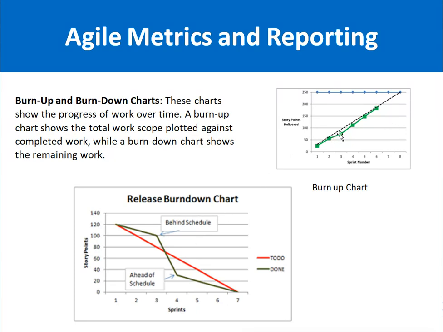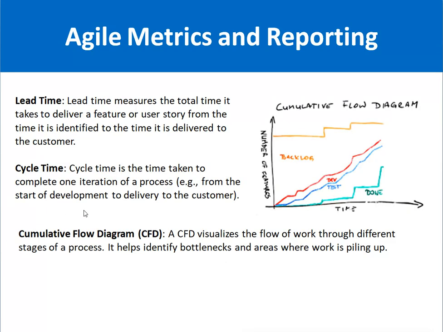Burn up chart shows you how much work is completed, this green line, and the burn down chart shows you how much work is remaining, this green line. Now the lead time basically measures the total time it takes to deliver a feature or user story of a product, from the time it is identified to the time it is delivered to the customer. For example, the time when the feature is identified as required and the time it is actually delivered to the customer is called the lead time.